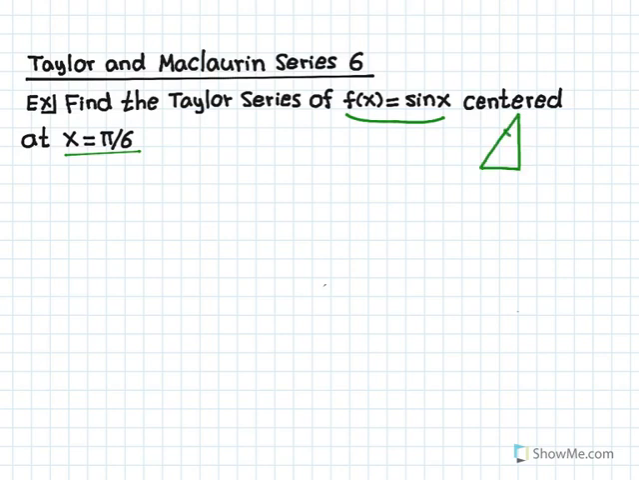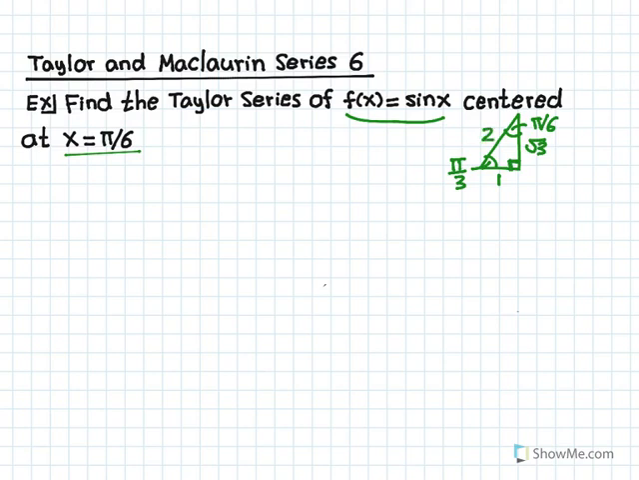The smallest angle, which is pi over 6, is opposite the smallest side, which is 1. The medium angle, which is 60 degrees, that's pi over 3 radians, is opposite the medium side, which is root 3. And the largest angle, which is 90 degrees, is opposite the hypotenuse, which is 2.